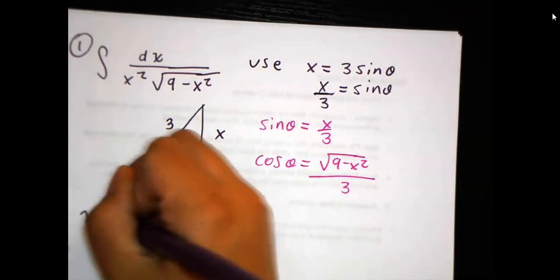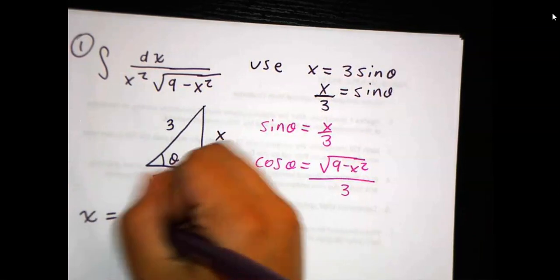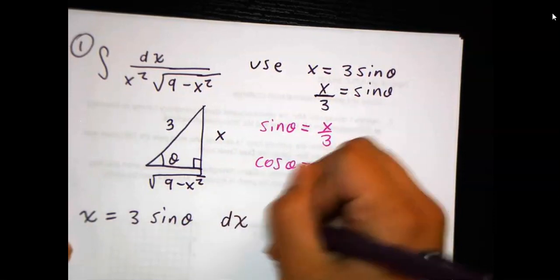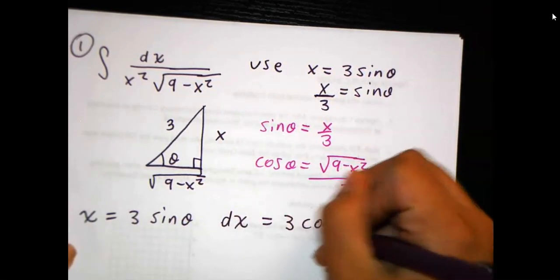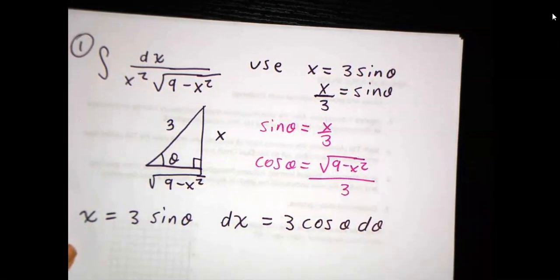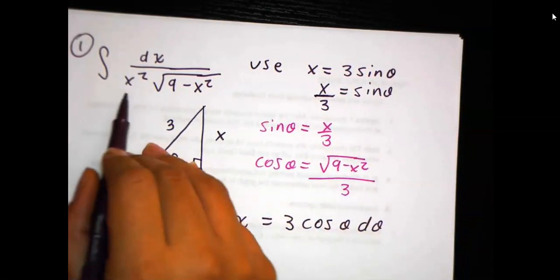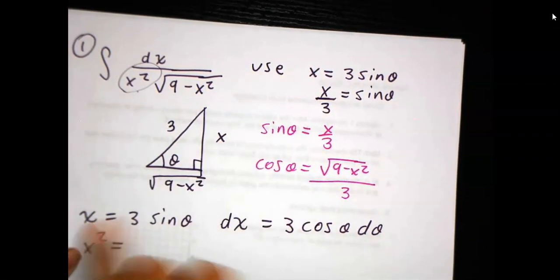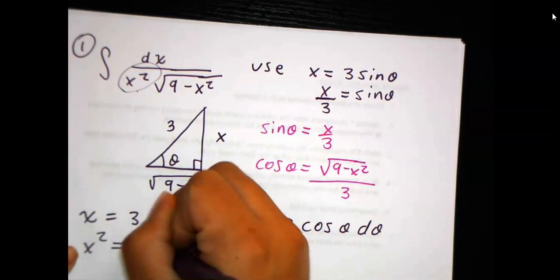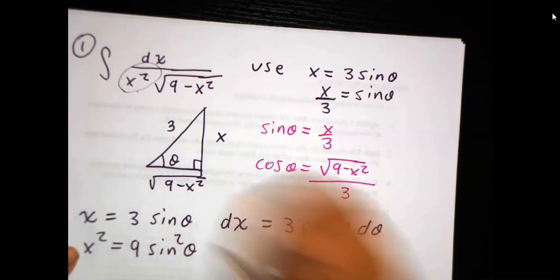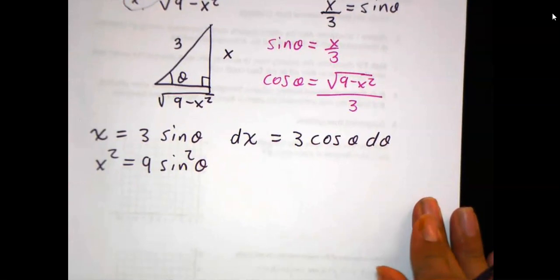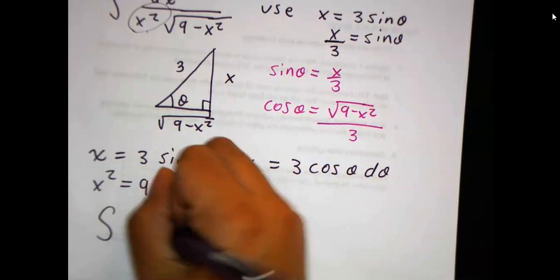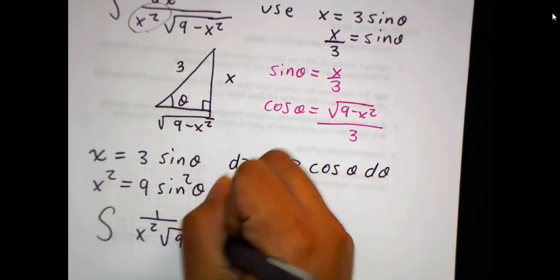To solve for x, we multiply the 3, and we have x equals 3 sine of theta. We're going to take the derivative of that. The derivative of sine is just cosine, so dx equals 3 cosine theta d theta. Here we also have x squared, so I'm going to square both sides, and I'm going to have 9 sine squared of theta. And I'm going to do a substitution. My integral is 1 over x squared square root of 9 minus x squared dx.